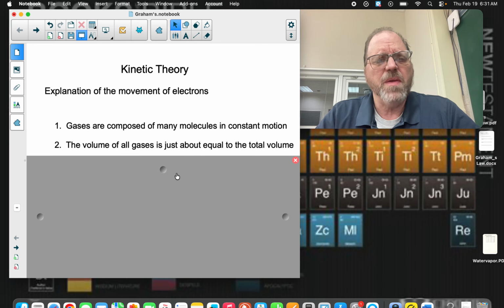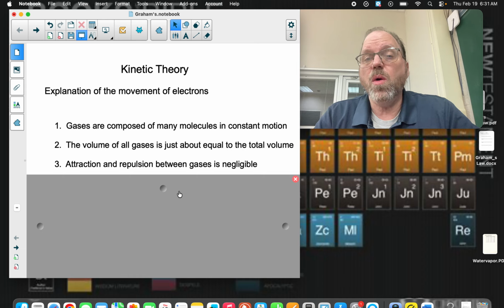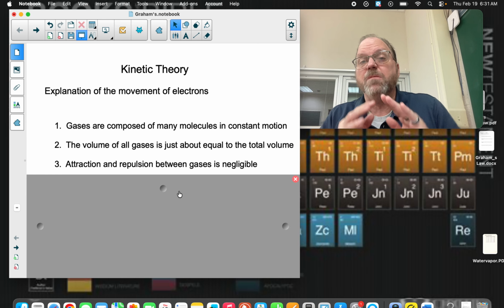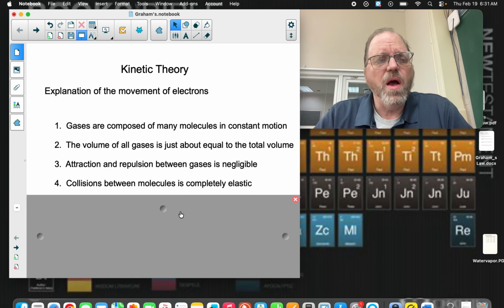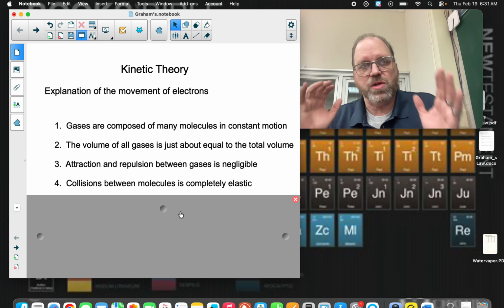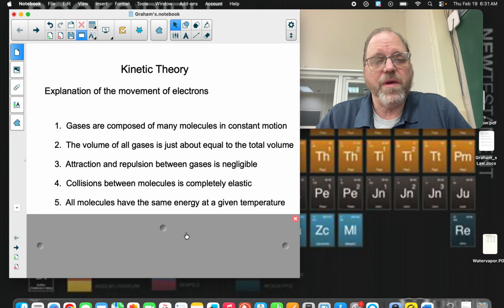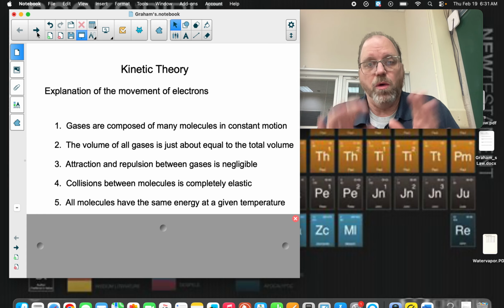That makes sense. Third one, there's no attraction or repulsion between molecules. Actually, we do have some, but we're just going to hand wave that for right now. We're going to eventually get to something called van der Waals, where we'll take care of those. Collisions between molecules are completely elastic, so if it comes in at 100 meters per second, it bounces back at 100 meters per second. There's no loss of energy. And then lastly, all molecules have the same energy, the same temperature, so we're assuming everything's the same in order to make that work.